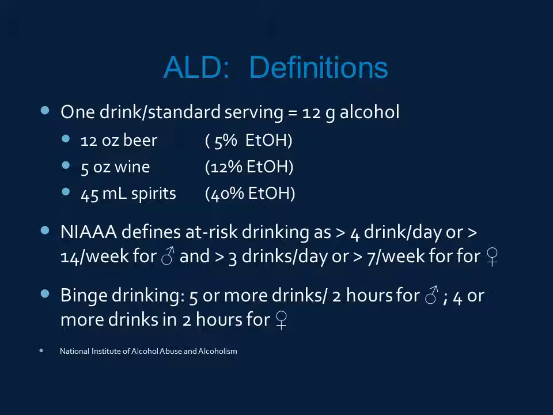spirits. The National Institute of Alcohol Abuse and Alcoholism defines at-risk drinking as more than 4 drinks per day or more than 14 drinks per week for men, and more than 3 drinks per day or more than 7 drinks per week for women. Binge drinking is equal to 5 or more drinks within 2 hours for men, 4 or more drinks within 2 hours for women.